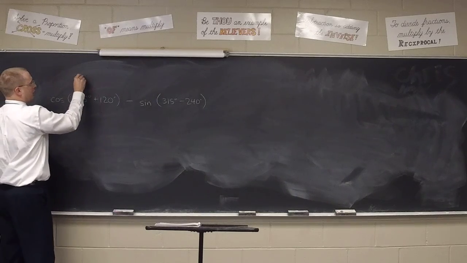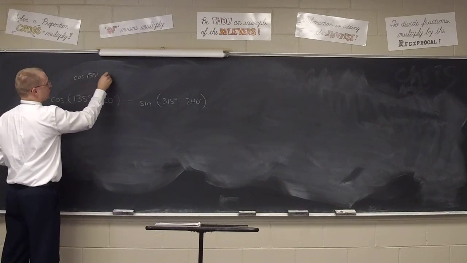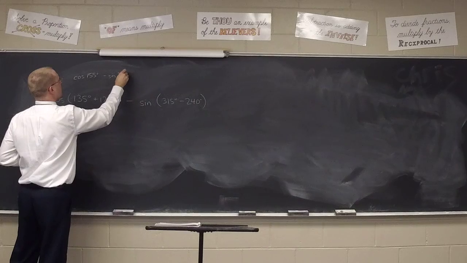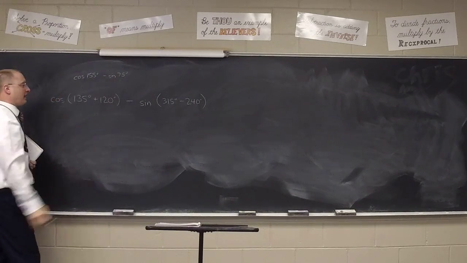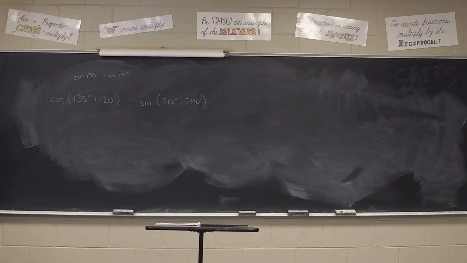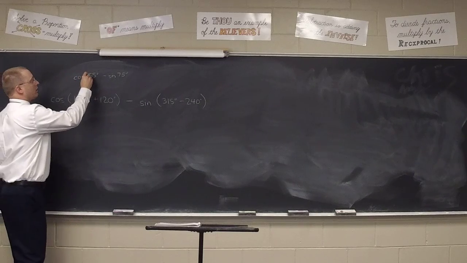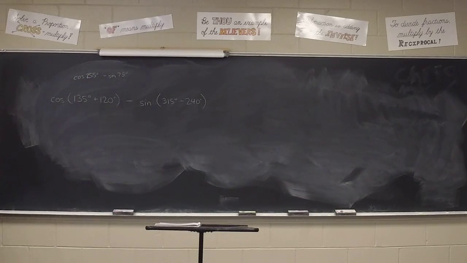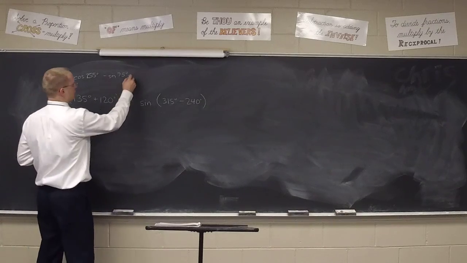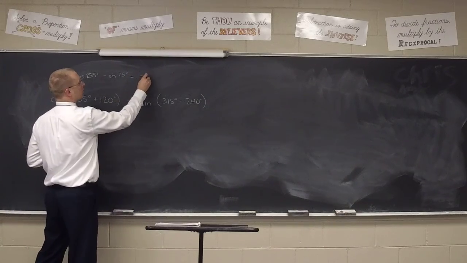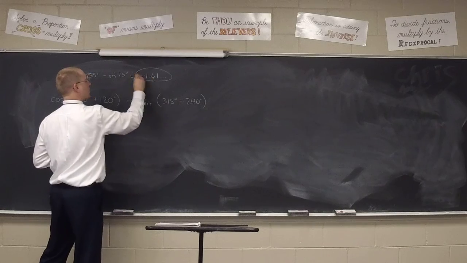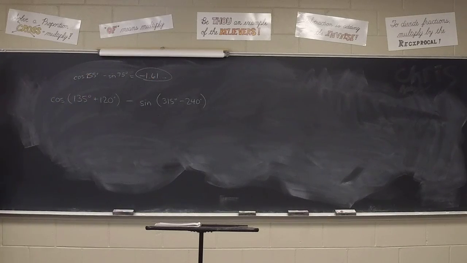Let's do this on the calculator real quick. There are such easy functions to use anyway. Take cosine of 255, thank you. 255 cosine minus 75 sine equals. Let's see what our answer should be. Negative 1.6134. All of us get the same thing?